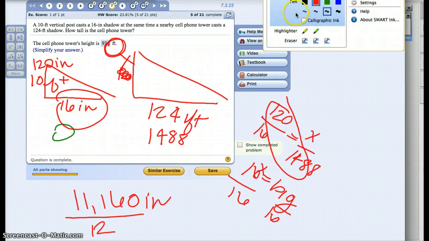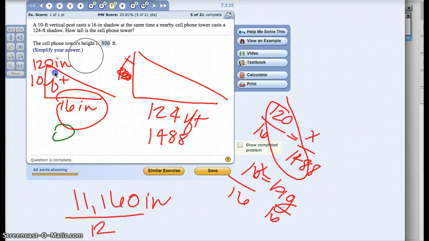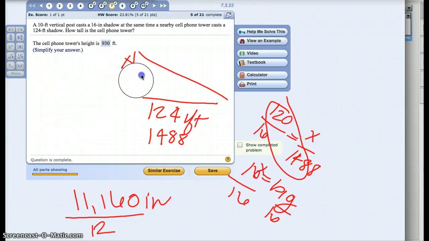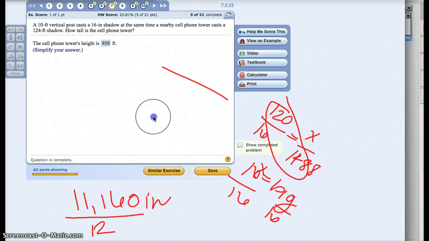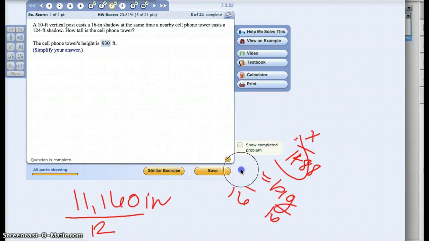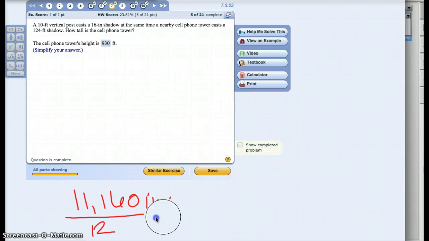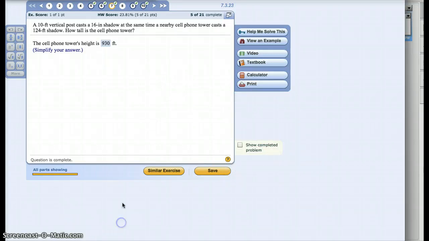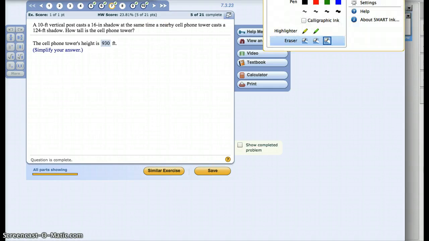Your numbers may be different, but the process should still be the same. You've got to get everything to the same unit and then back again. Or choose to get that 16 inches into feet. I just went the other way with it.